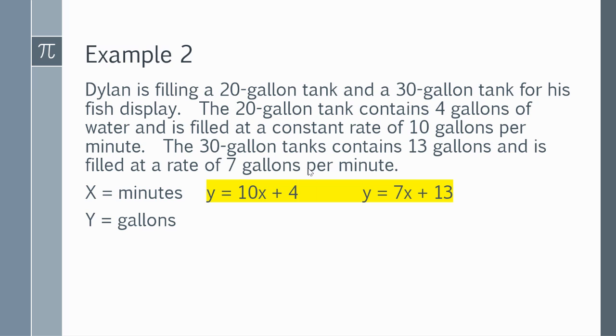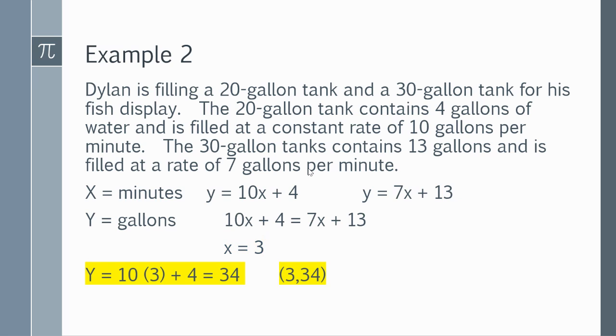We see that we're going to set them equal again. This is the substitution method again. 10x plus 4 equals 7x plus 13. Again, solving, it is assumed that you can do this, so x is 3. Now we plug this in, and we get 34 for the y. So we plug it into one of the equations, and we get 34 for the y.